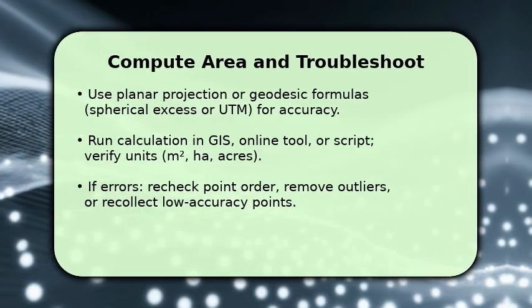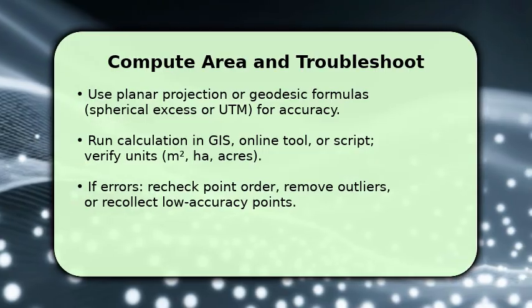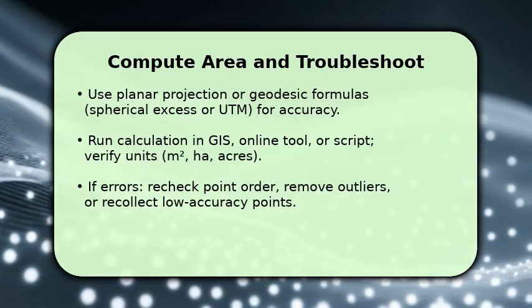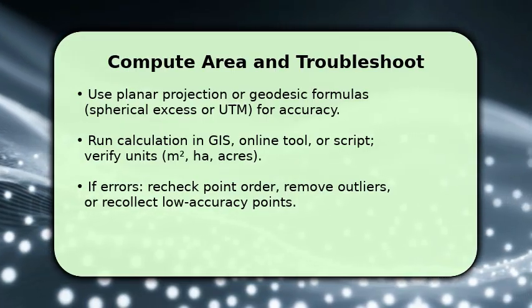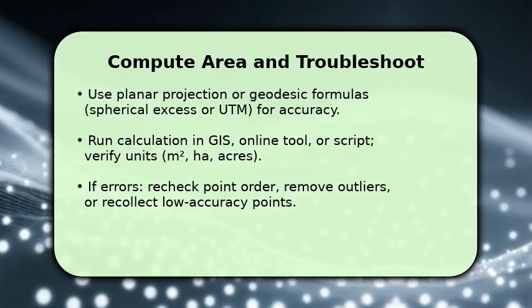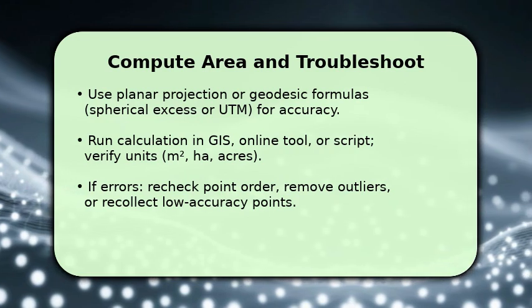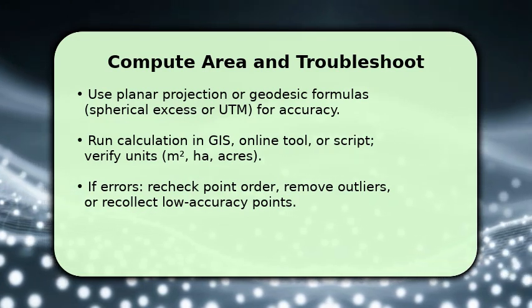Load your coordinates into GIS, an online area tool, or run a script that computes polygon area and outputs M2 or acres. Once done, compare expected size to computed value. If results look off, make sure points are in correct order, remove spikes, and if necessary, recollect.